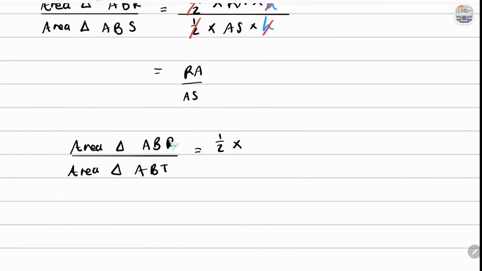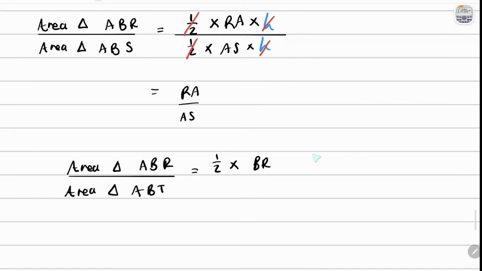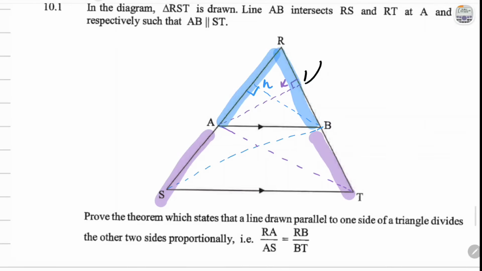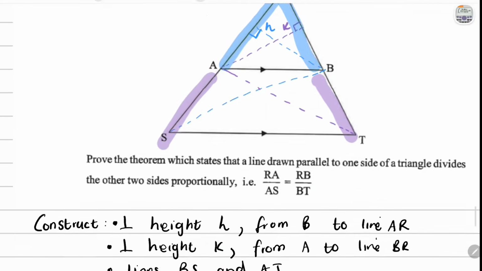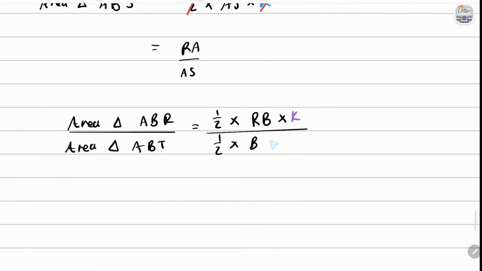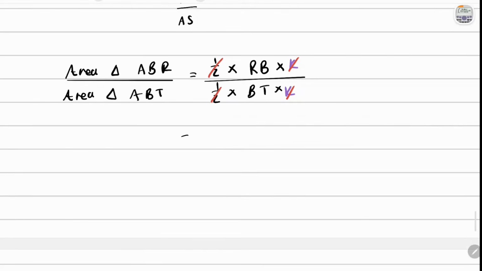So a half multiplied by the base of that top triangle, which is BR, and is that really what they call it? RB. Okay, I'll focus on what they call it, RB. And then times the height. We saw how the height of that one with that base is K. So that's K. And then over this one is a half times your base, which is BT, and then the height is also K. Same thing happens here. Half and half cancels, K and K cancels, and all you're left with is RB over BT.